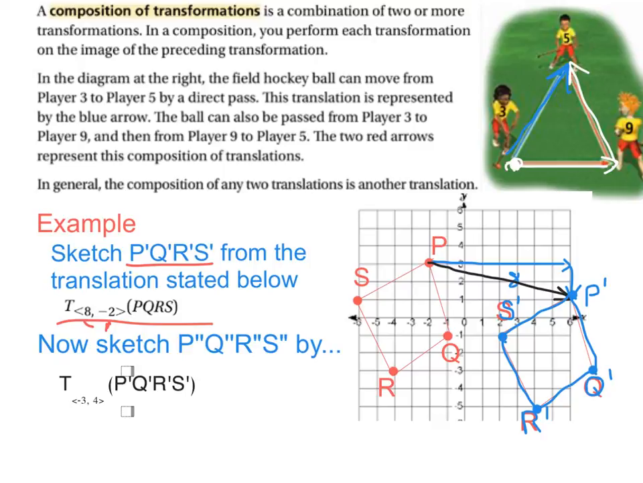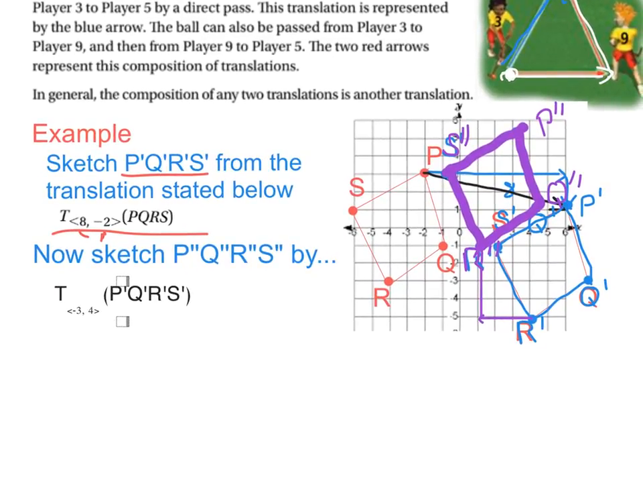Let's go ahead and start with R prime. We're going to go -3 in the X direction, 1, 2, 3, and then +4 in the Y direction. And we end up with this point right here. Likewise, we could do that with all the points. And we get this purple shape that I have here. And notice now the points are labeled as P double prime, S double prime, R double prime, and Q double prime.